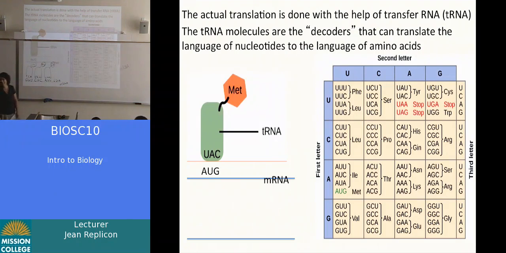Stop. Little trick there. There is no tRNA that pairs with it because that's a stop. We need to have something indicate stop, and so that's how the stop is indicated. Okay, do you understand the role of tRNA?